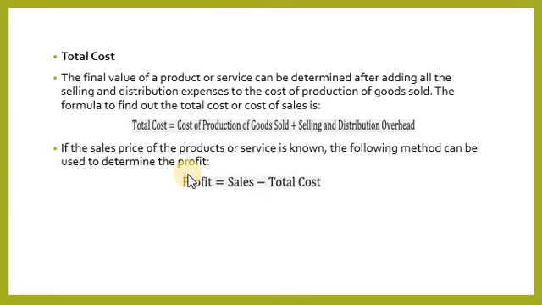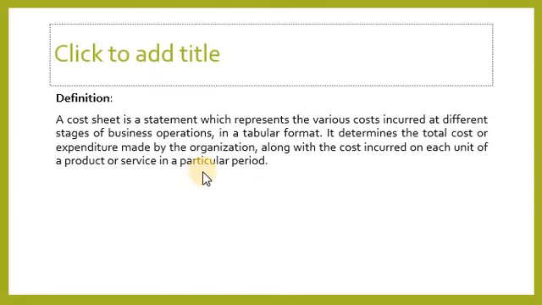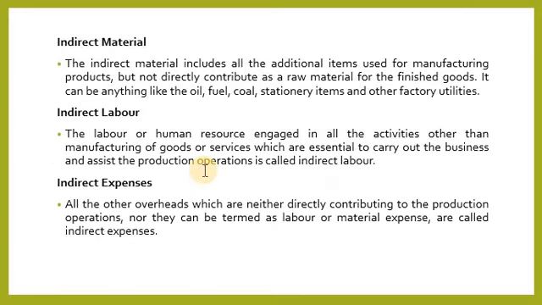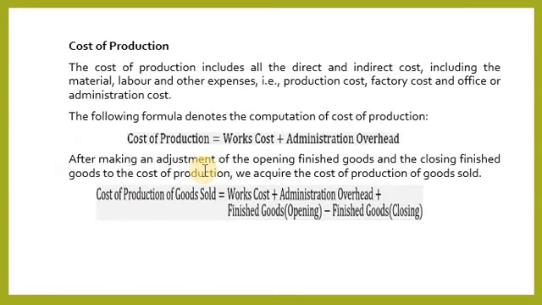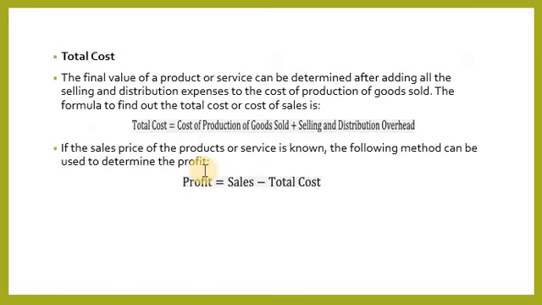Okay, these are the four main important components included in our cost sheet. The first one is prime cost, then factory or work cost, next cost of production and cost of production of goods sold. The last one is total cost. Based on the calculation of total cost, we will find out how much profit or how much sales. If sales are given, then we will find out the profit. If profit is given, then we will find out the sales. That is the main important task here.